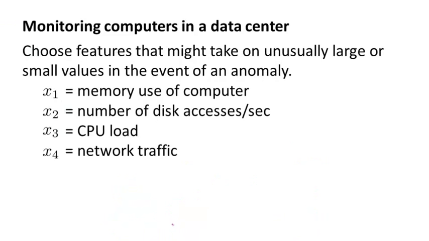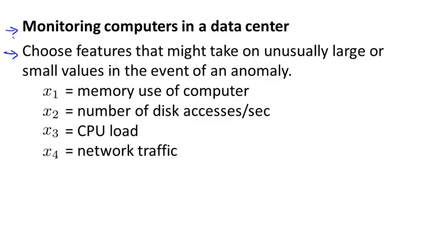Finally, let me share with you my thinking on how I usually go about choosing features for anomaly detection. So usually, the way I think about choosing features is I want to choose features that might take on either very, very large values or very, very small values for examples that I think might turn out to be anomalies.